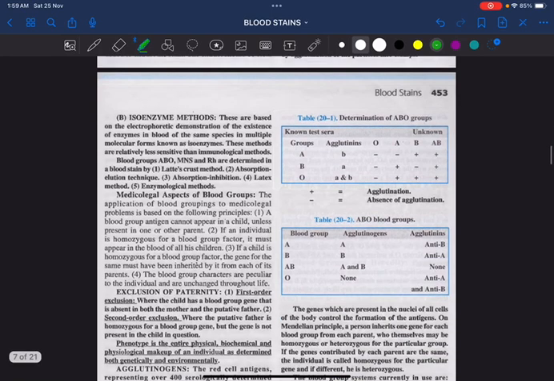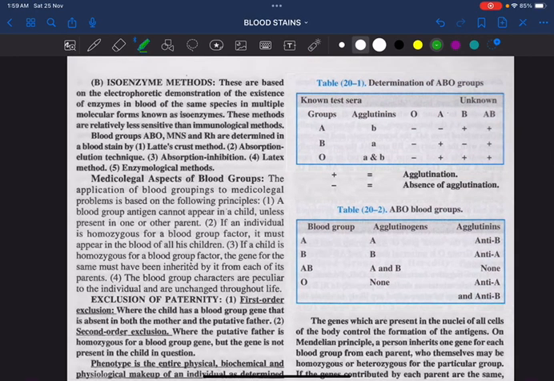What is the medico-legal importance of blood group? We have different types of blood grouping: ABO blood grouping, RH blood grouping, Kell, Duffy, Lewis. A lot of different types of blood groupings. What is the medico-legal importance? That is the one thing which we have to discuss.